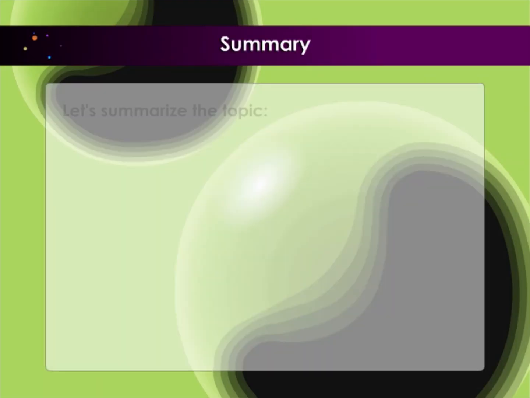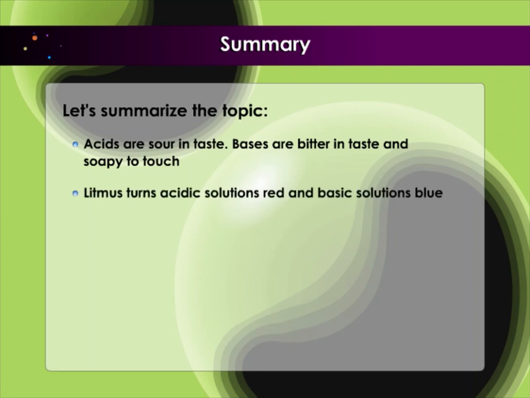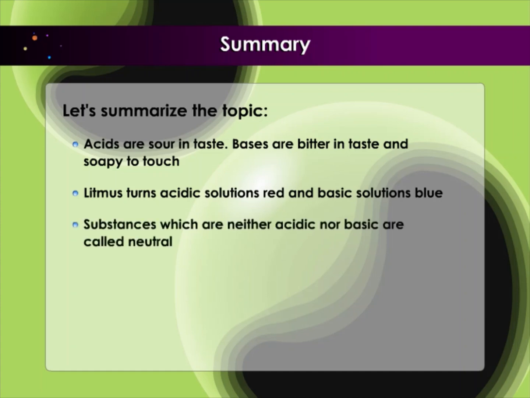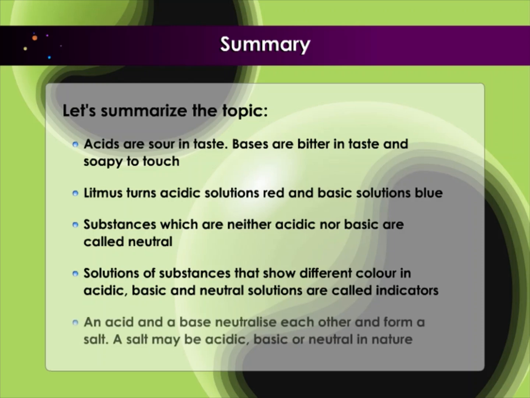Summary. Let's summarize the topic. Acids are sour in taste. Bases are bitter in taste and soapy to touch. Litmus turns acidic solutions red and basic solutions blue. Substances which are neither acidic nor basic are called neutral. Solutions of substances that show different colors in acidic, basic and neutral solutions are called indicators. An acid and a base neutralize each other and form a salt. A salt may be acidic, basic or neutral in nature.